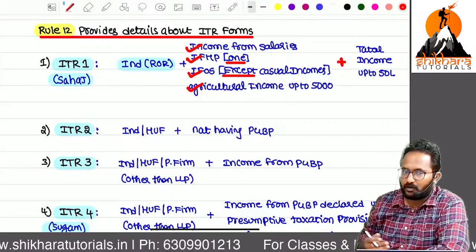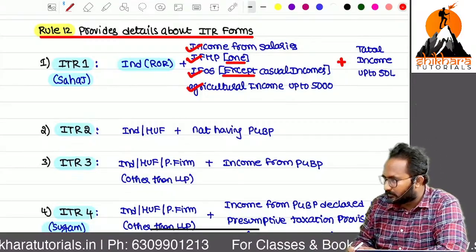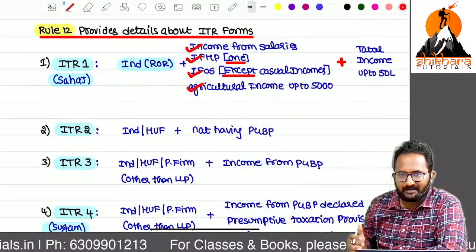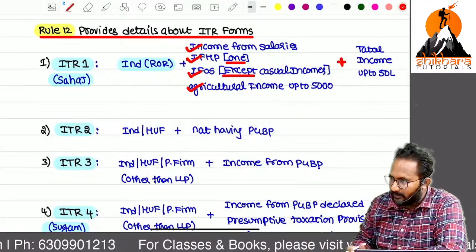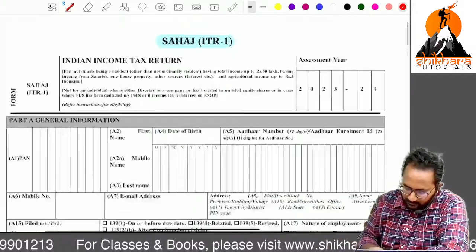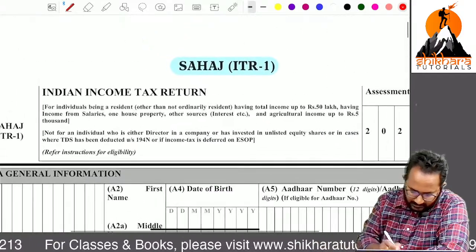Sir, I don't have 2 houses, this form is not applicable for you. I don't have business income, this form is not applicable. I don't have capital gain income, this form is not applicable. So, okay, here we downloaded that ITR 1. Yes, you can see here.